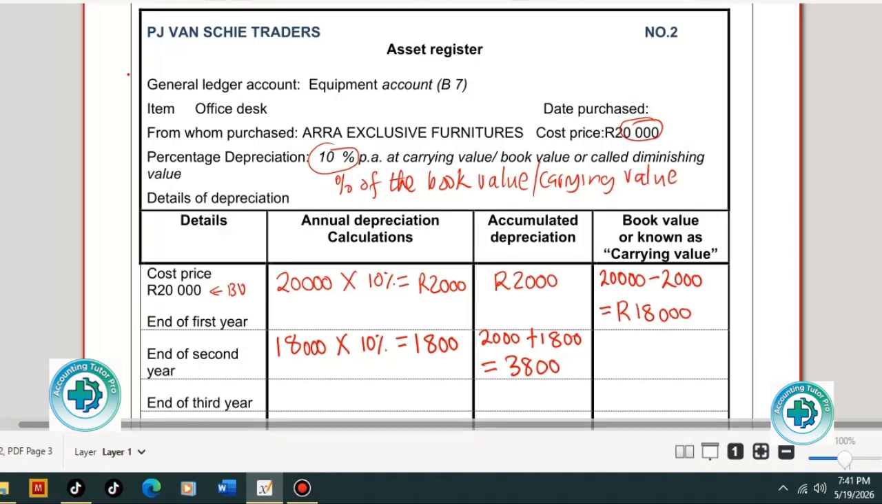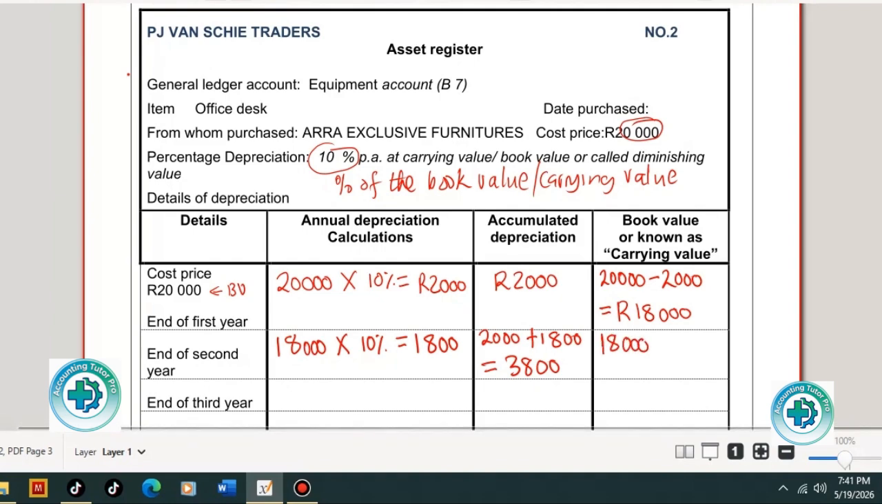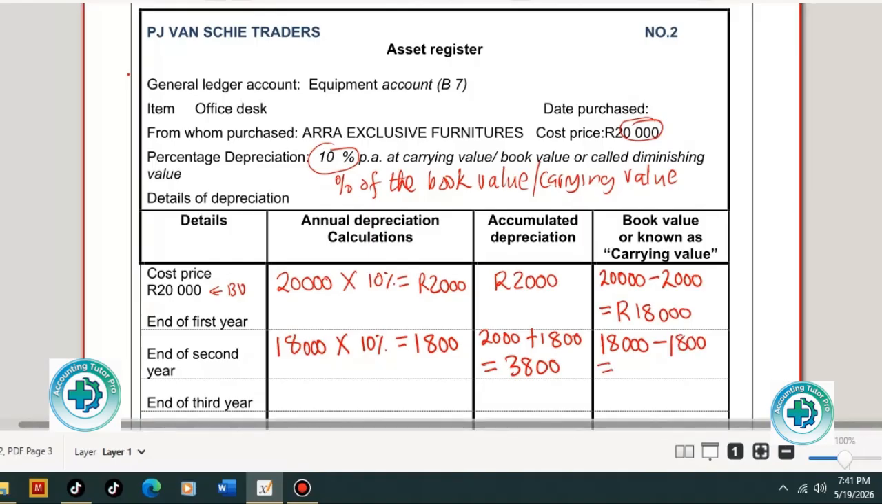To calculate the book value, we use the book value at the beginning of the second year, which is 18,000. Subtract the depreciation that was calculated for the second year, which is 1,800. This is going to give you a book value of 16,200.